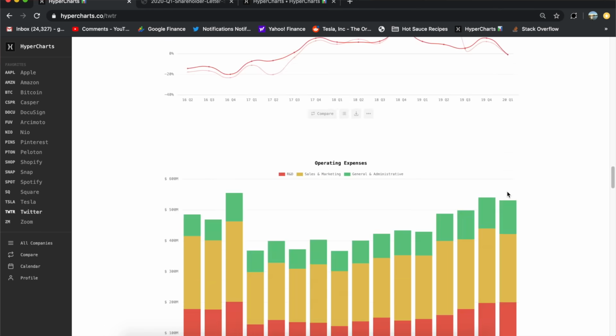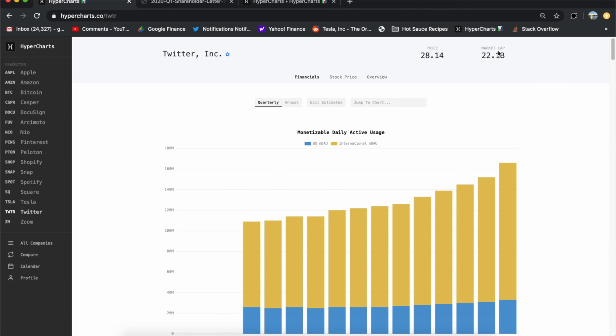And now let's get to the fun of HyperCharts. At the top here, we got a little number, market cap. How much is the company worth? So look at all these numbers. We can see all the metrics that Twitter has as a business, and then we can decide, well, the market is pricing all of these metrics at 22.1 billion. Do we think that's fair or not?